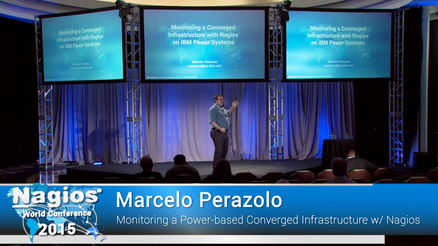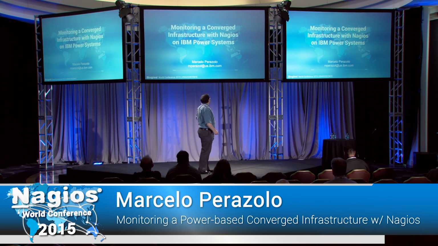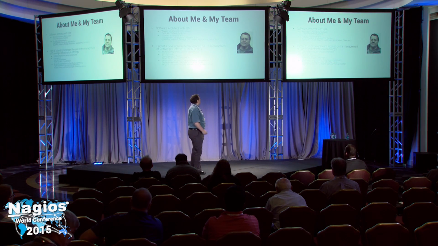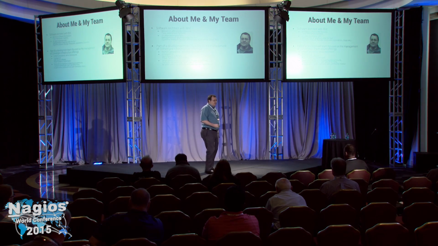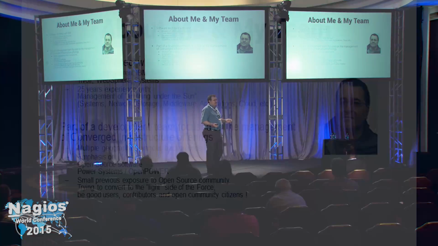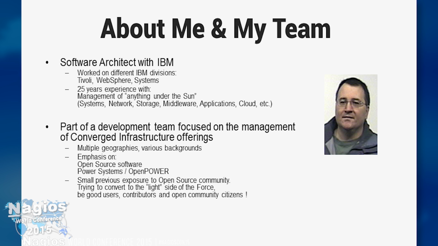So let's get started with monitoring converged infrastructure with Nagios on IBM Power Systems. A little bit about myself and my team: we are an old team at IBM that was doing other stuff, and then we formed a new team to start working on monitoring what we call converged infrastructures. I think some of you might be aware of the terminology, and I'm going to explain a little bit more what this is later for those who don't know it.